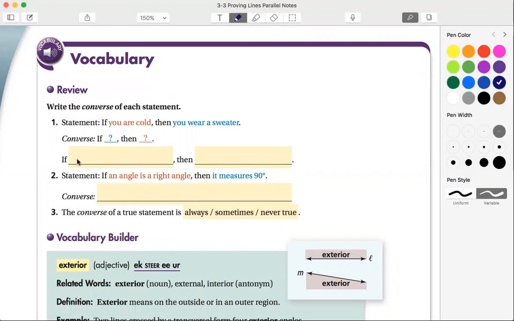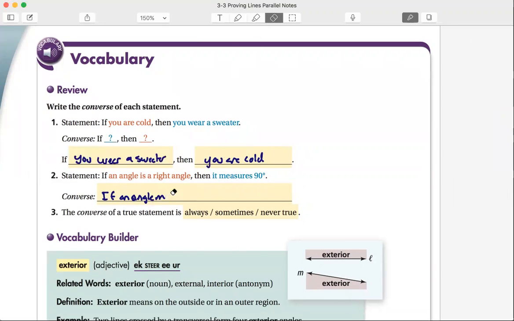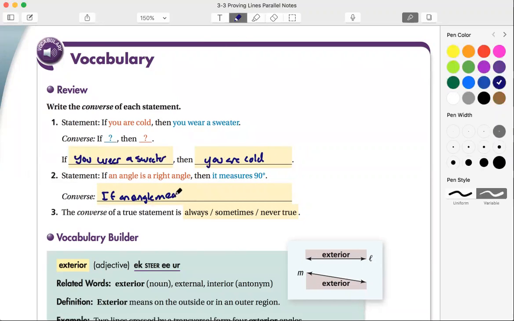So we would say, if you wear a sweater, then you are cold. All right, here's this statement: if an angle is a right angle, then it measures 90 degrees. The converse is, if an angle measures 90 degrees, then it is a right angle.